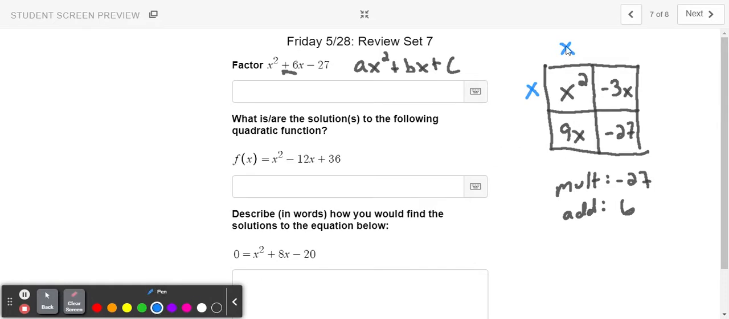So from there, we can work inside out again. Here we have an x, and what times x makes 9x? Pretty clear that should be a 9. And then over here, again working inside out, what times x makes negative 3x? That would be negative 3. Therefore, what you see here on the outside are my factors: x minus 3 times x plus 9.